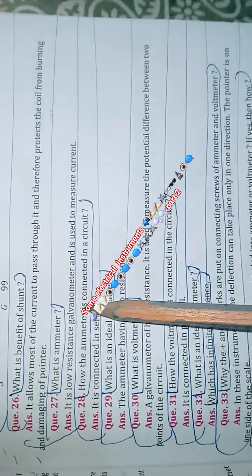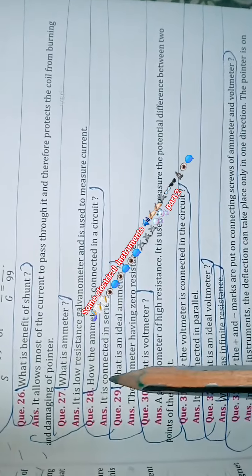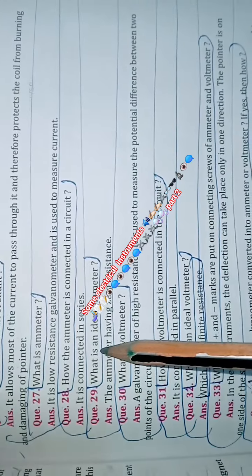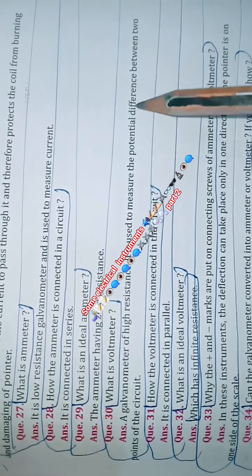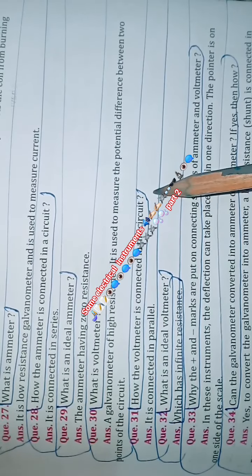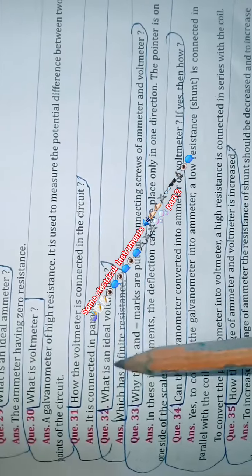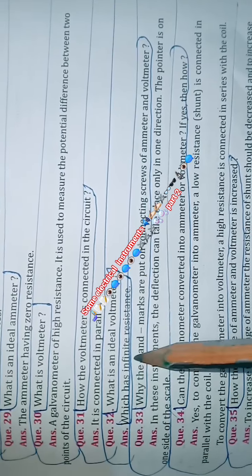How is an ammeter connected in the circuit? It is connected in series. What is an ideal ammeter? An ammeter having zero resistance. What is a voltmeter? A galvanometer of high resistance used for measurement of potential difference between two points of the circuit. How is a voltmeter connected in the circuit? It is connected in parallel. An ideal voltmeter has infinite resistance.